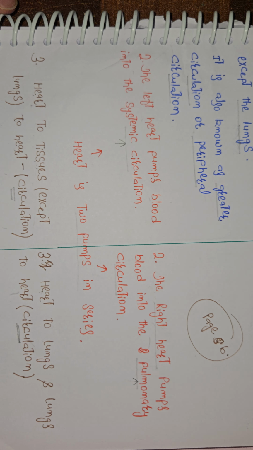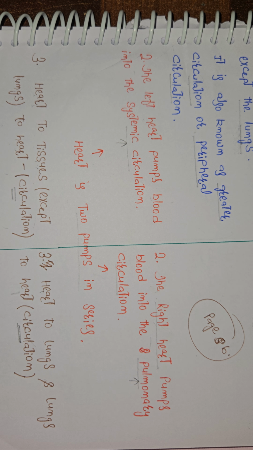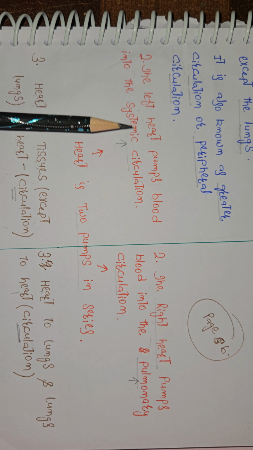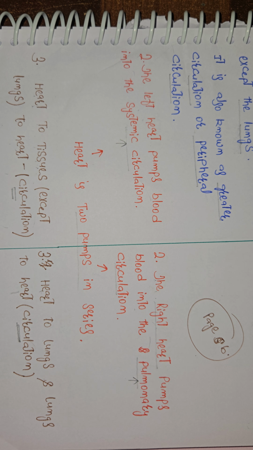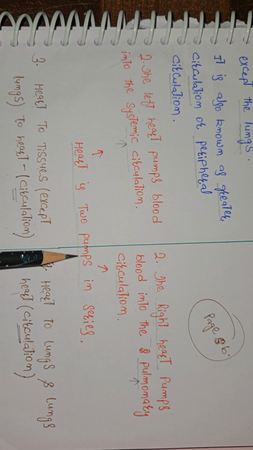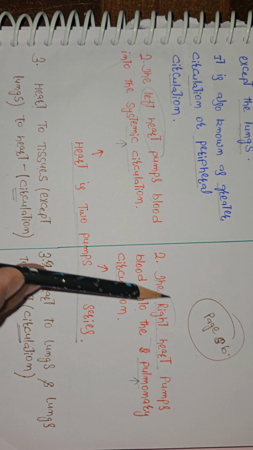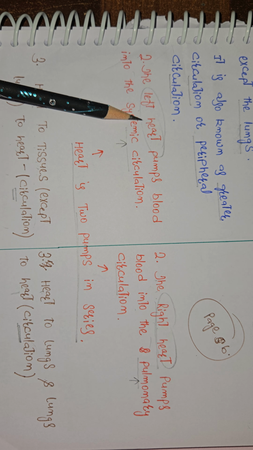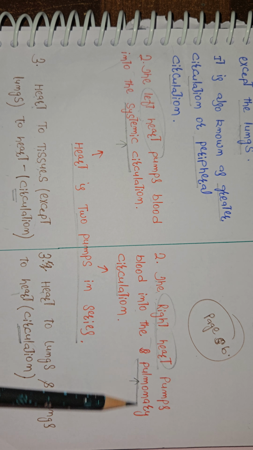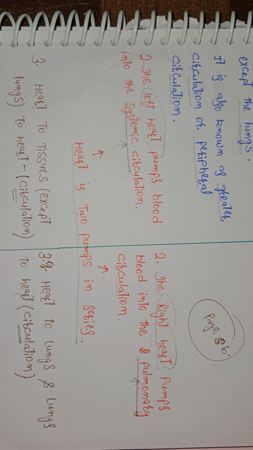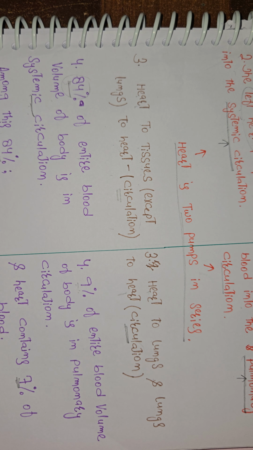Moving forward to difference number 2. The left heart pumps blood into systemic circulation, while the right heart pumps blood into the pulmonary circulation. We know that the heart is in fact two pumps in series, that is, the left heart and the right heart. The left heart pumps blood into systemic circulation, and the right heart pumps blood into pulmonary circulation.